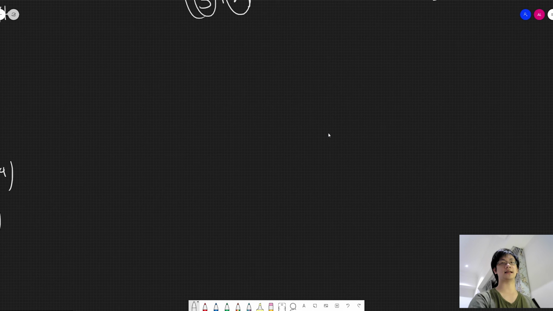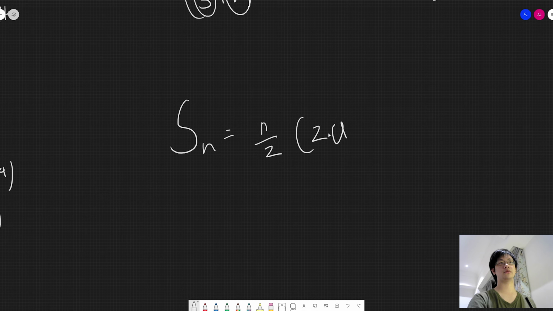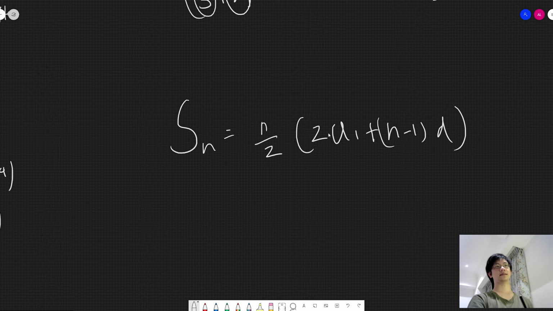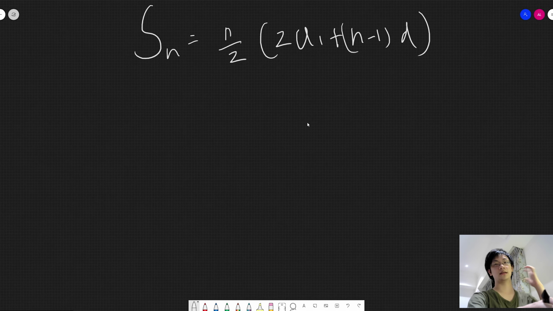So the second one says that your sum until the number n is half n, if I remember correctly, right? Half n, 2u1 plus n minus 1 times d. Yeah, that's the formula. Okay, so this makes no sense if you just look at it. This makes no sense because it's simplified. Okay, so where did this come from?